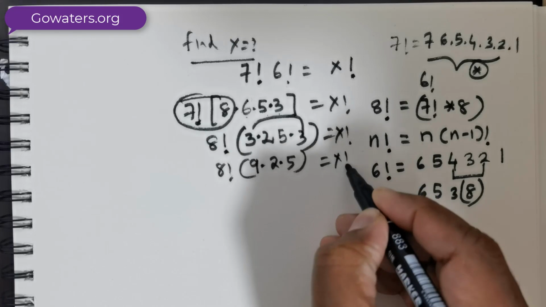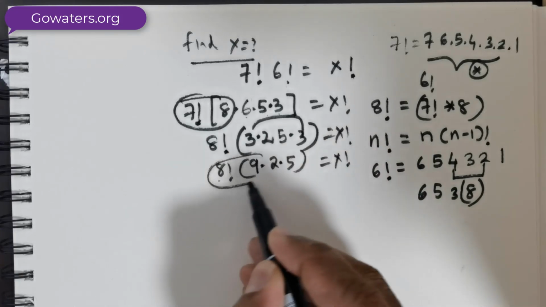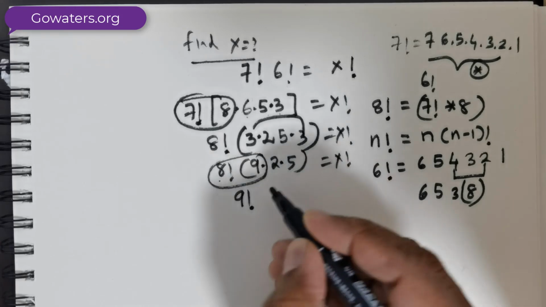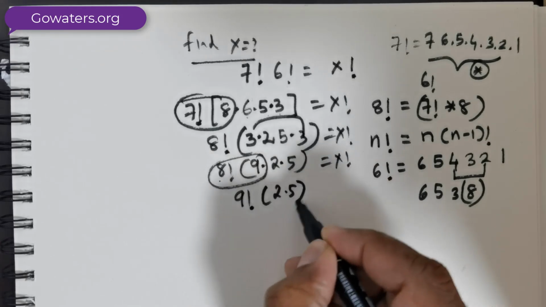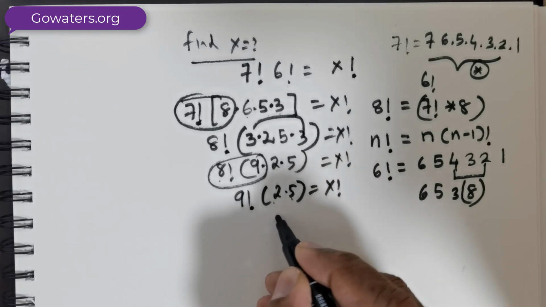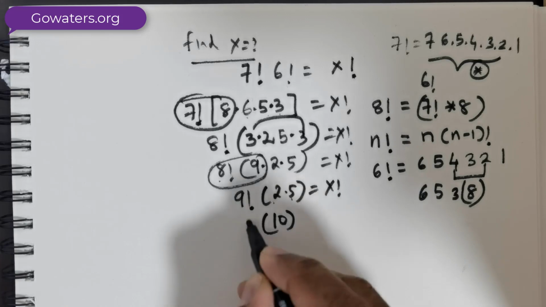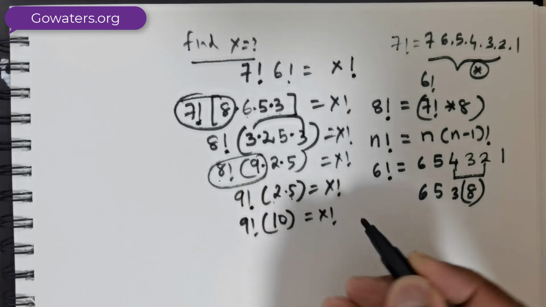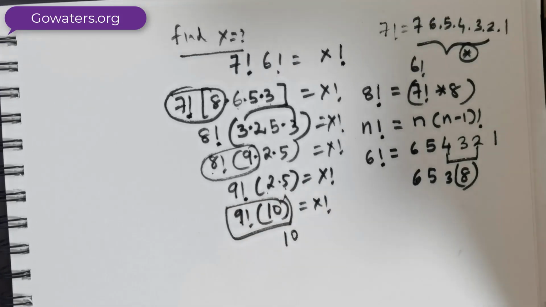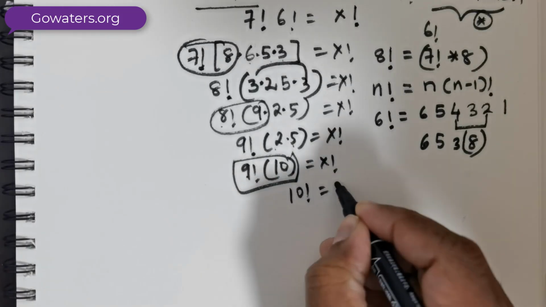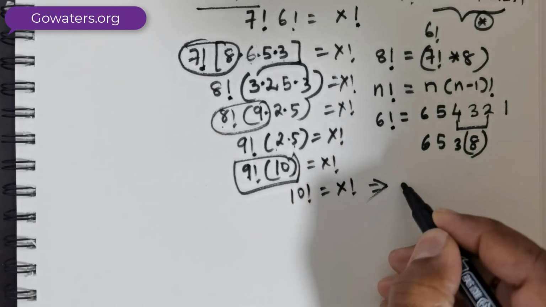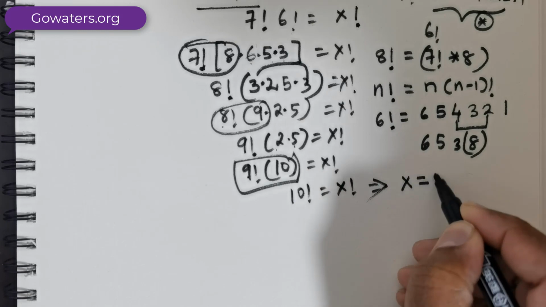So 8 and 9 can be clubbed together. In other words, 8 factorial and 9 is going to give me 9 factorial. And then you got a 2 into 5, which is equal to x factorial. Now 2 and 5 can be taken as a product, so 2 times 5 will give me 10. And I got a 9 factorial here, which is equal to x factorial. Now 9 factorial and 10 can be clubbed together, giving me 10 factorial, which is equal to x factorial. Now you got factorial on both sides, so they can be dropped, and that would give me x equal to 10.